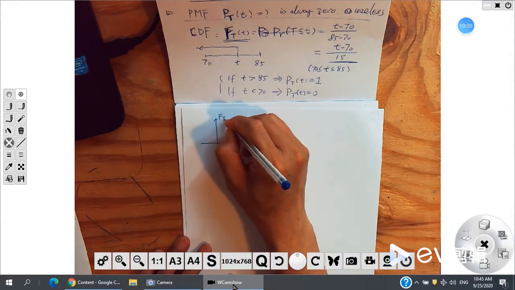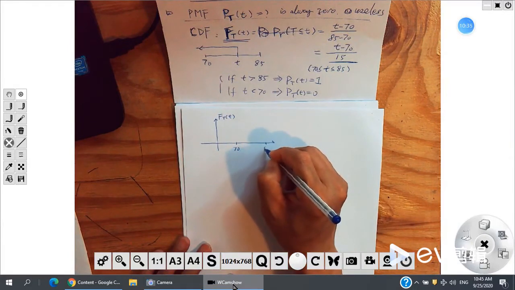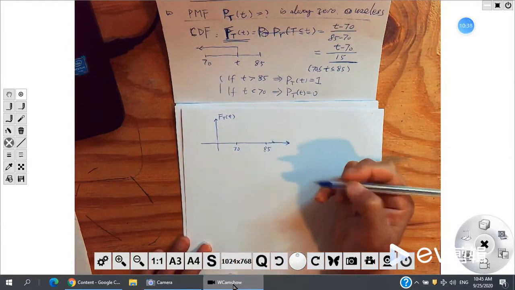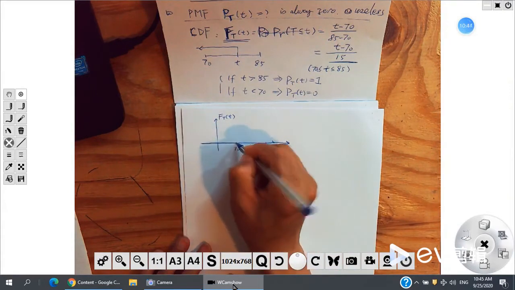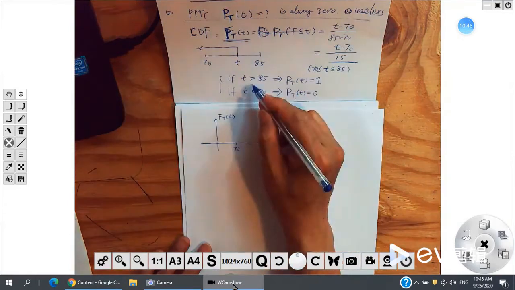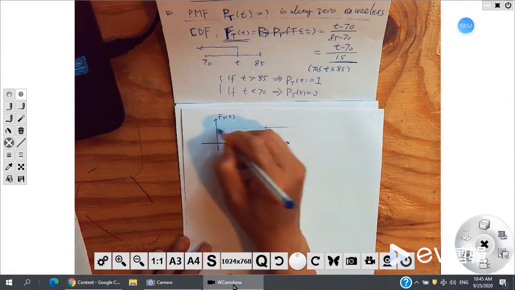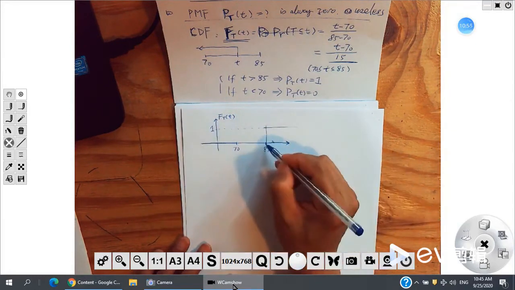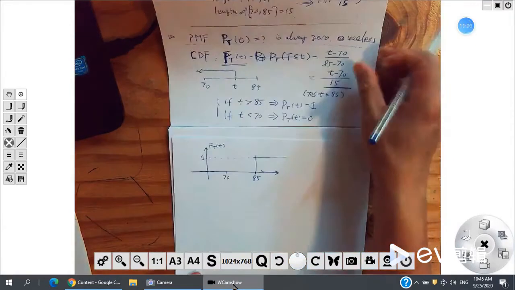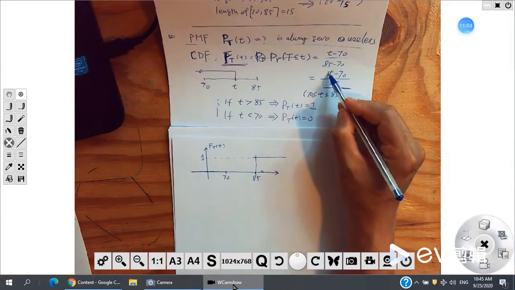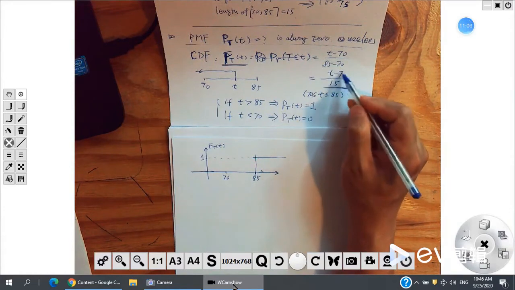F_T. Okay, suppose here's 70 and here's 85. Before 70, when t is smaller than 70, it is 0. And when t is larger than 85, it is 1. Here's 1. And between 70 and 85, I have this one. It is a straight line, a linear function, because the order of t is 1. So this gives you a straight line.